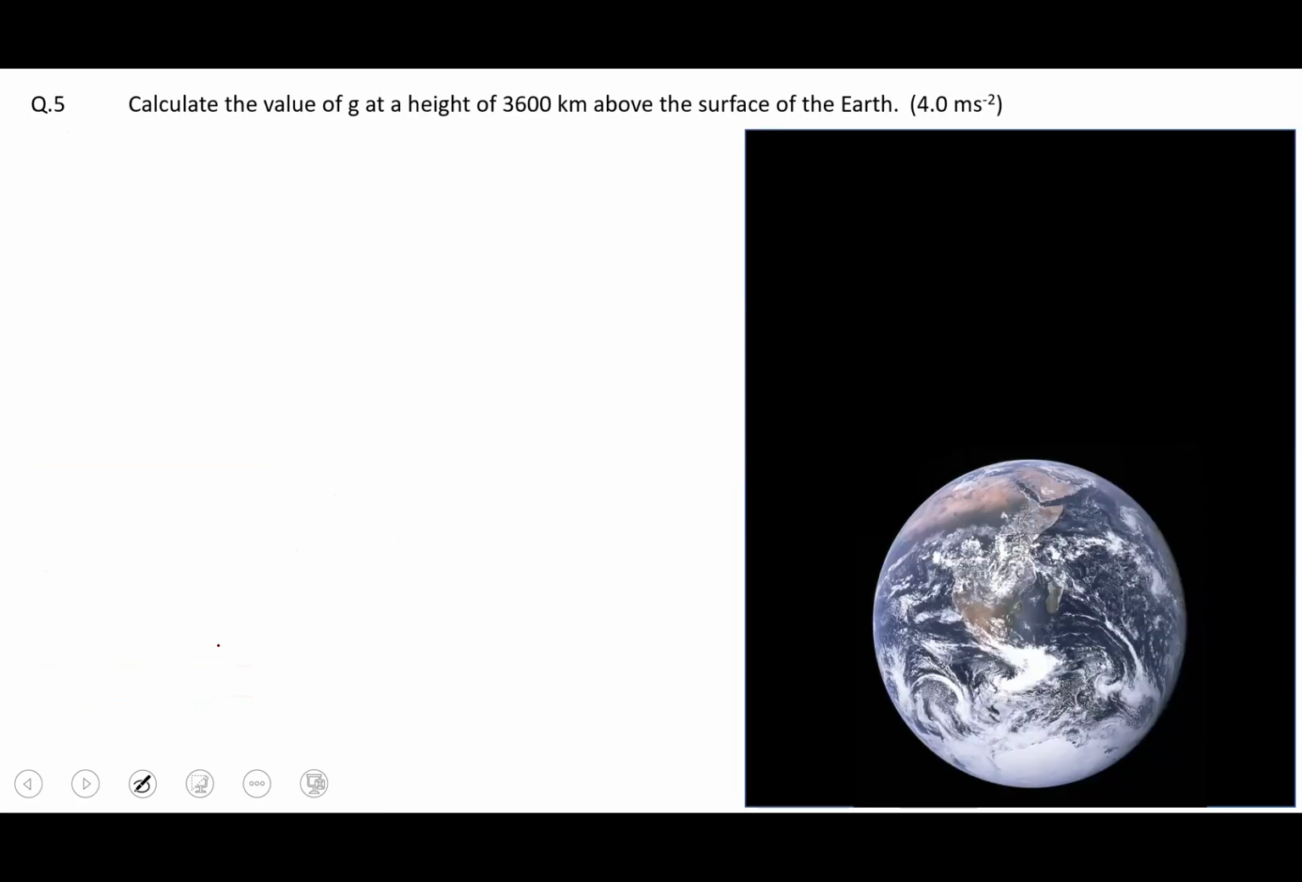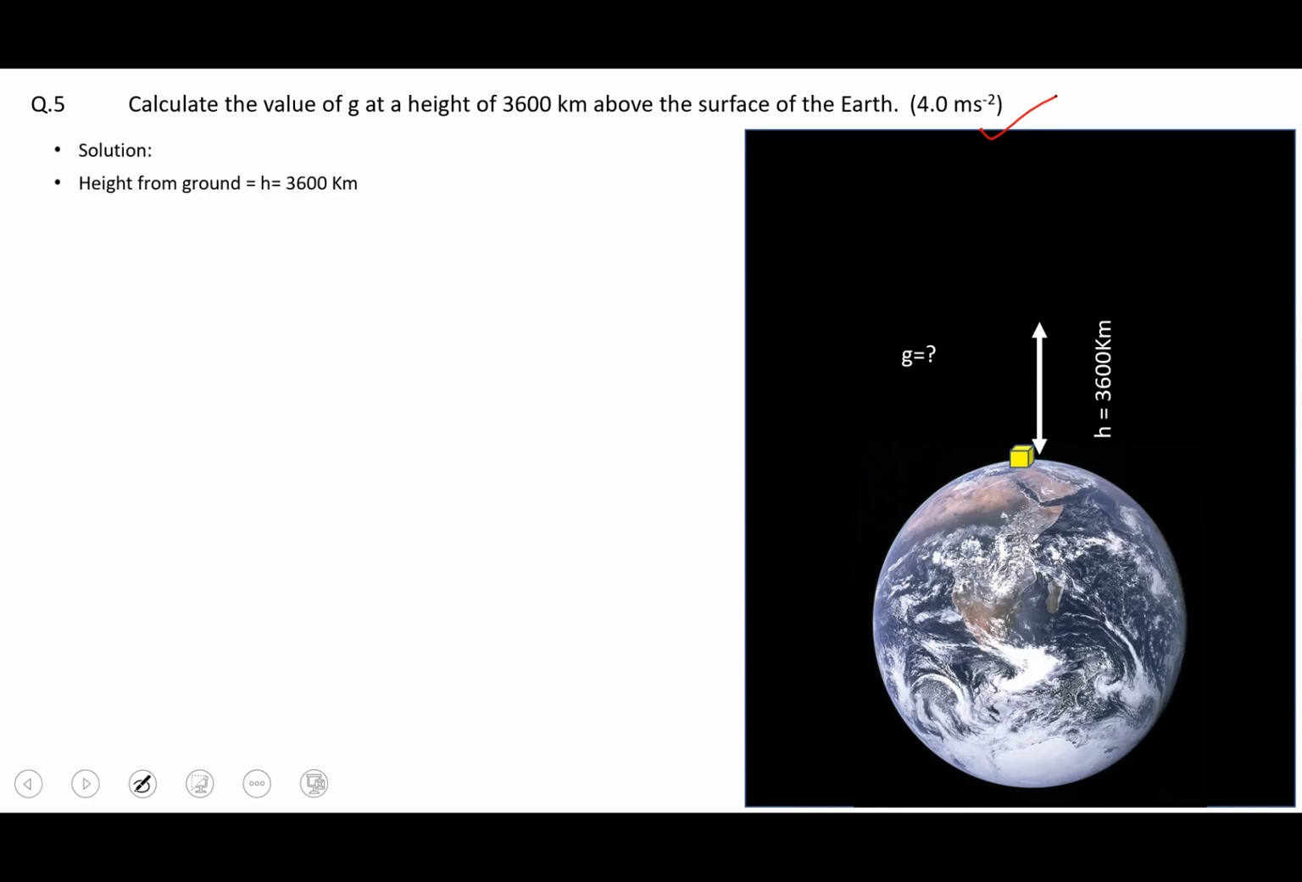Moving on towards the next question, which says calculate the value of g, that means gravitational acceleration, at the height of 3,600 kilometers above the surface of the earth. Its answer should come 4 meter per second square. So here's our earth, and we are taking a mass, which is a box, approximately 3,600 kilometers away from the surface of the earth. So we have to find the value of g at that point.